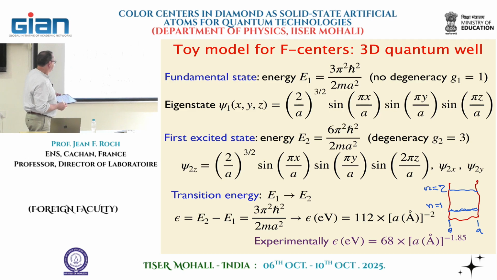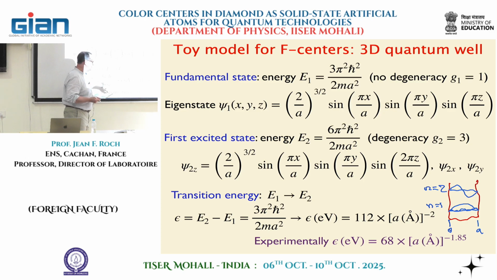The first excited state has a threefold degeneracy, depending on X, Y, and Z, and this is a Z state associated to this first excited state, and you have the same wave function for the different states, as you know, and this is the wave function and the other wave function. Okay? And now the transition energy, a very simple calculation, depends on A square.